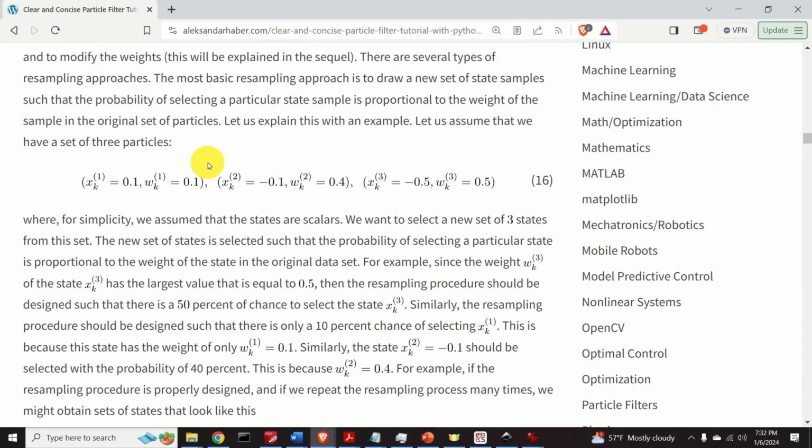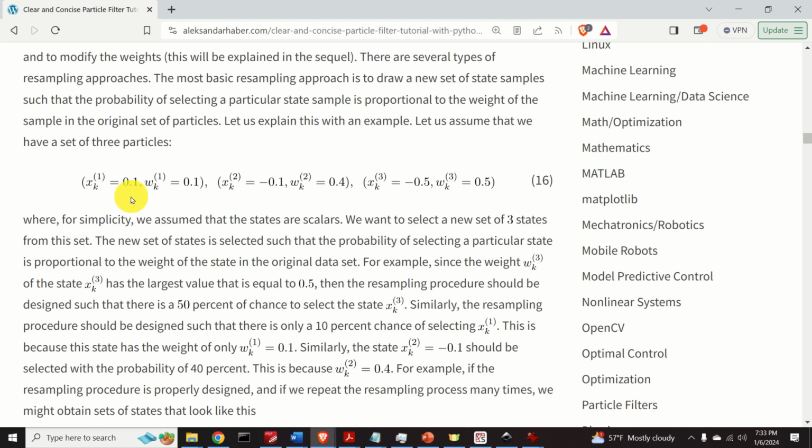There are several types of resampling approaches. The most basic resampling approach is to draw a new set of state samples such that the probability of selecting a particular state sample is proportional to the weight of the sample in the original set of particles. Let us explain this with an example. Let us assume that we have a set of 3 particles. First particle, second particle, and the third particle. Here, for simplicity, we assume that the states are scalars. We want to select a new set of 3 states from this set.